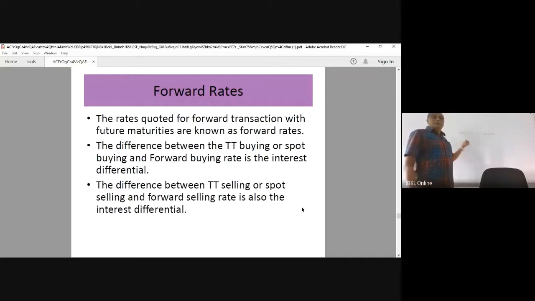Forward rates are the rates quoted for forward transactions with future maturities. Up to 2 days, we have cash and spot. After 2 days, at any given time beyond that range, it is forward rates, right? The difference between the TT buying or spot buying and the forward buying rate is the interest differential.